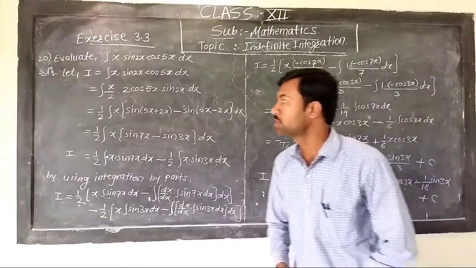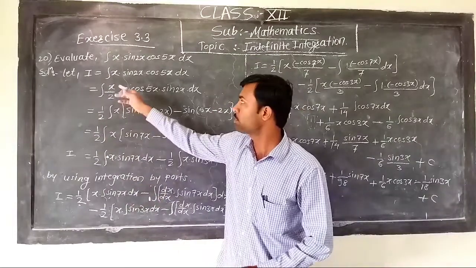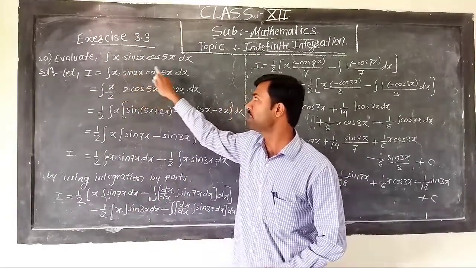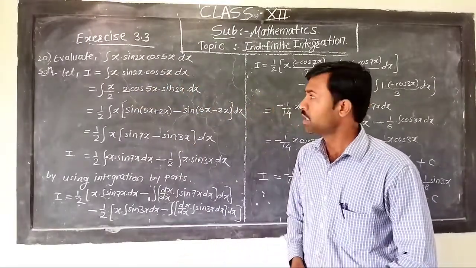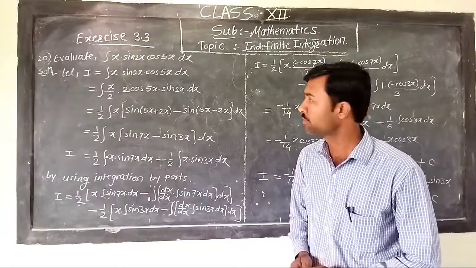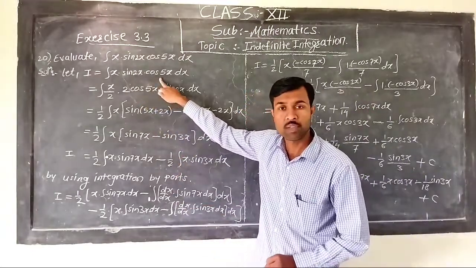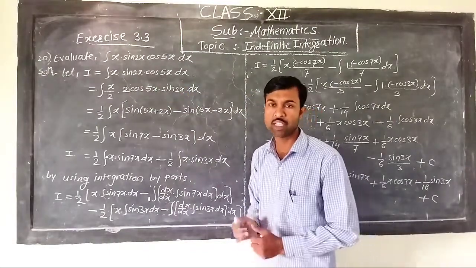I am going to solve question number 20. Here our first step will be: let I be equal to the given problem, that is, the integration of x into sin 2x into cos 5x into dx. Now friends, if you observe, there are 3 terms in multiplication, but 2 terms are trigonometric, and we have some formulas for multiplication of trigonometric functions, so I will apply them here.